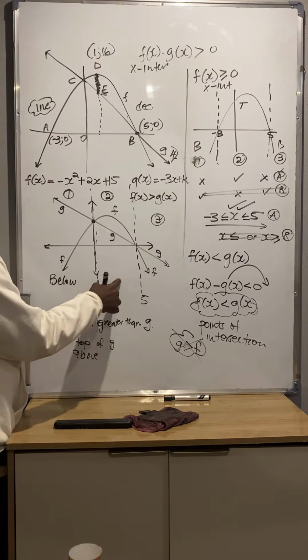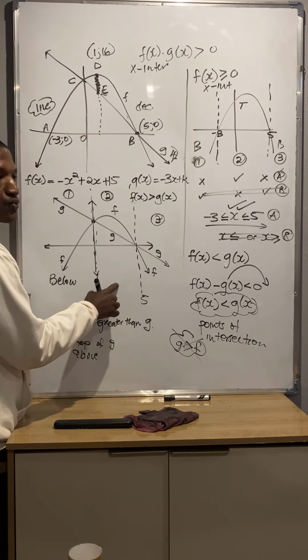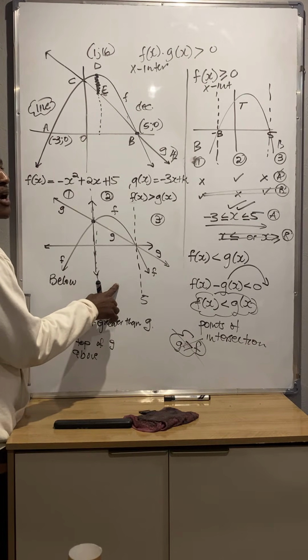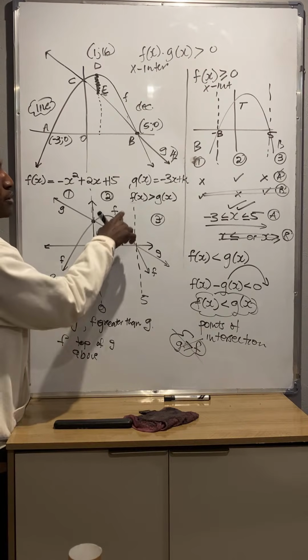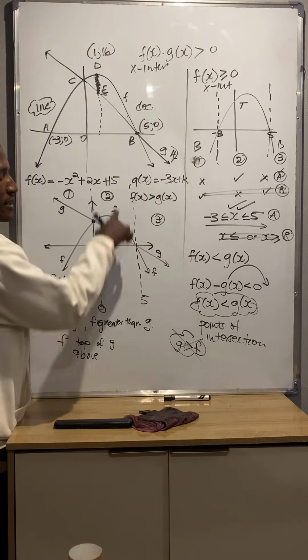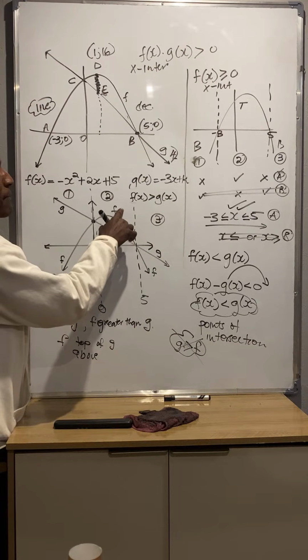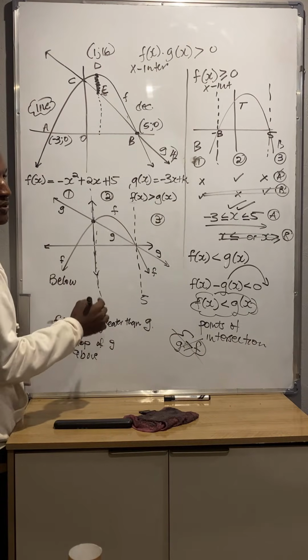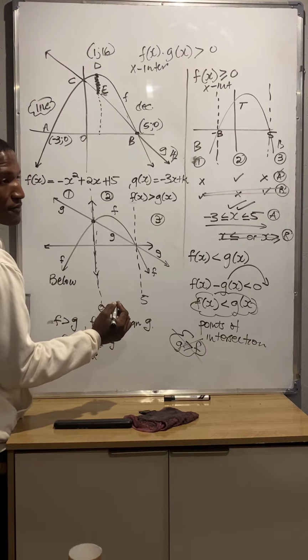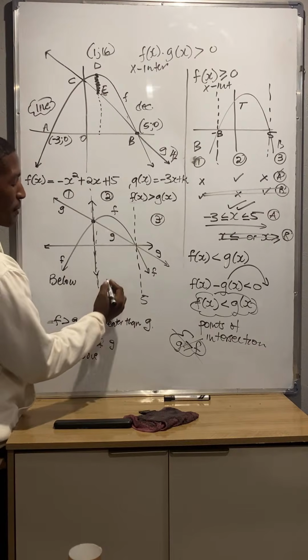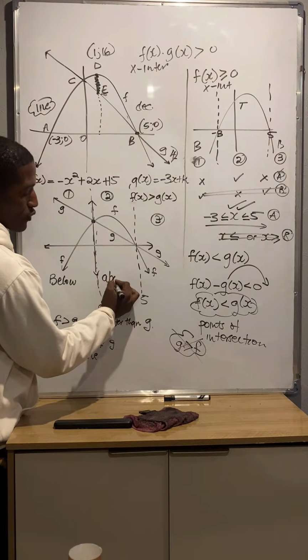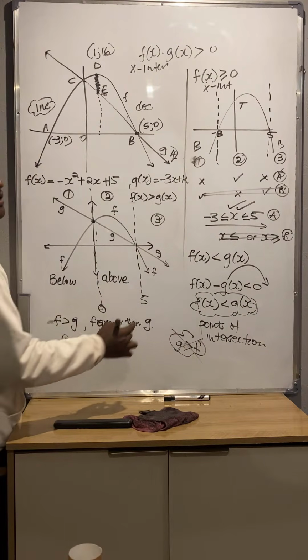Okay, now section number 2. Let's go to section number 2. Is F above G or below G? Family, in this section, is F above G or below G? Above. Lisa says above, top. So people are saying above. Correct.